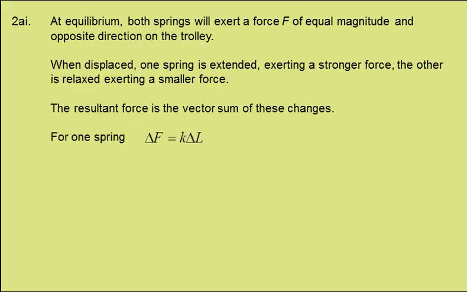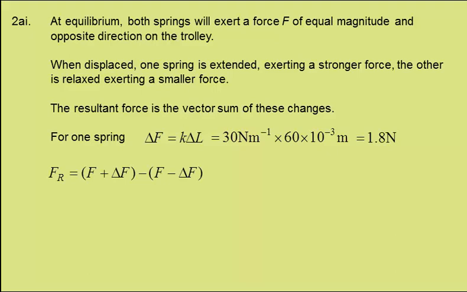For one spring, the change in the force is equal to the spring constant times the change in the length. This is 30 newtons per meter times 60 millimeters, giving a change of 1.8 newtons. So the resultant force will equal the force plus the change in force for the extended spring, minus the force minus the change in force for the contracted spring. This comes out at just 2 times the change in force. This is 2 times 1.8 newtons, which is 3.6 newtons as required.